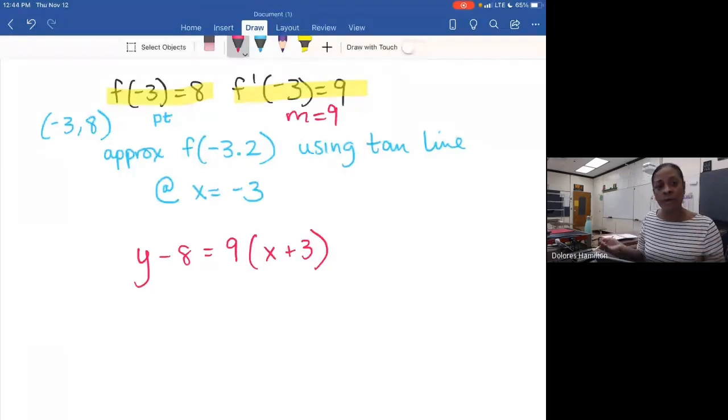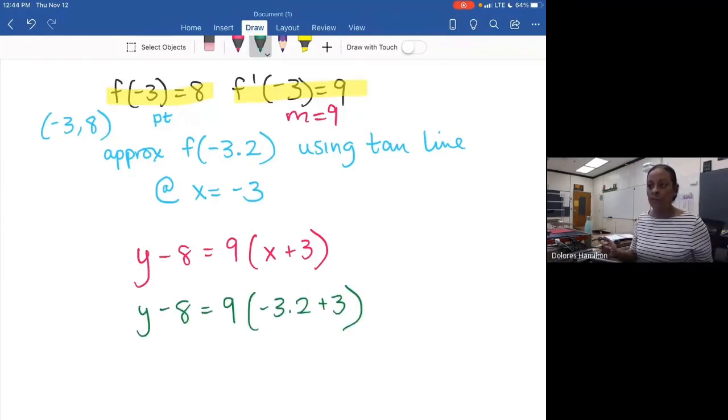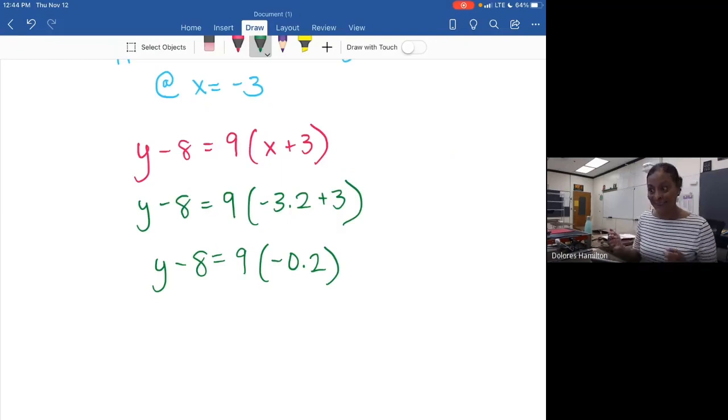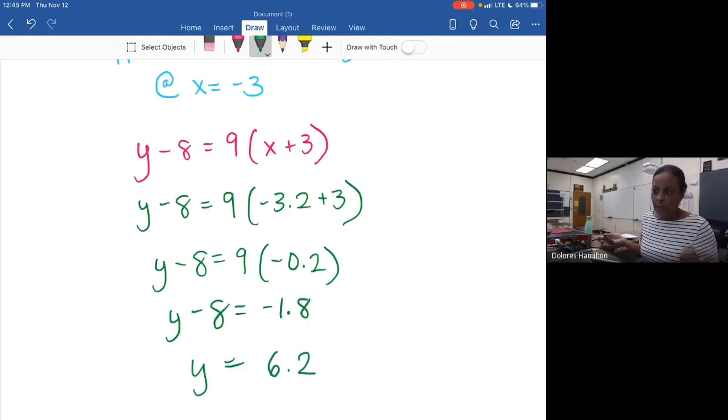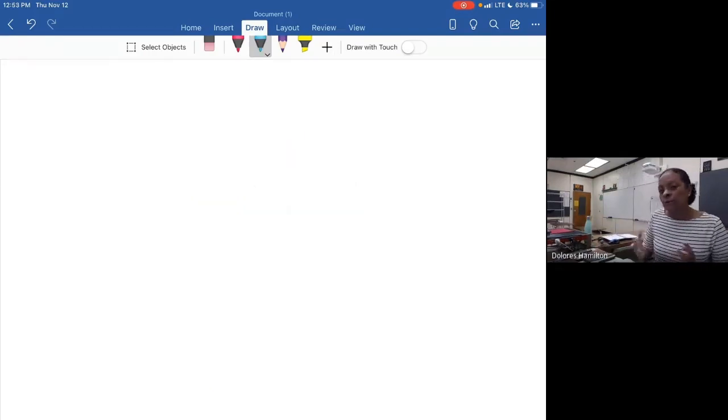Great. So now we're going to use that to make an approximation for f of -3.2. That just means I'm going to plug in -3.2 into this equation to see what its corresponding y value is going to be. So when we plug in -3.2 for x, we get this, which cleans up to give us this, and we math it out and we get 6.2. So that tells us that an approximation for f of -3.2 is 6.2.